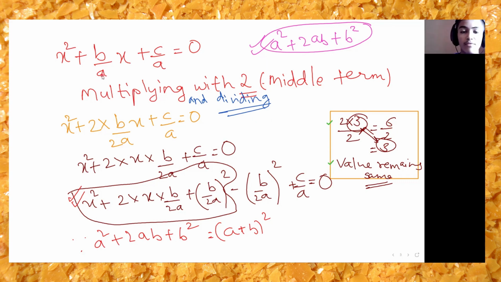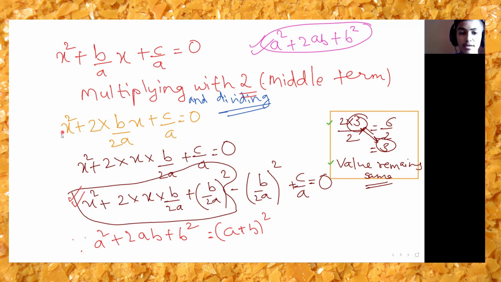So same here, the value should not be changed. So we are multiplying and dividing with 2. You can see here directly we can cancel 2 and 2. The value of the equation does not change. So now we have got it, a square plus 2. So 2 is completed, and now let us interchange the terms, because we have 2ab.